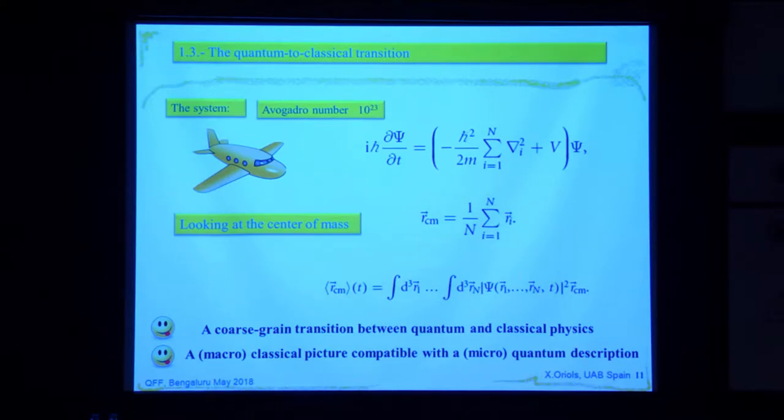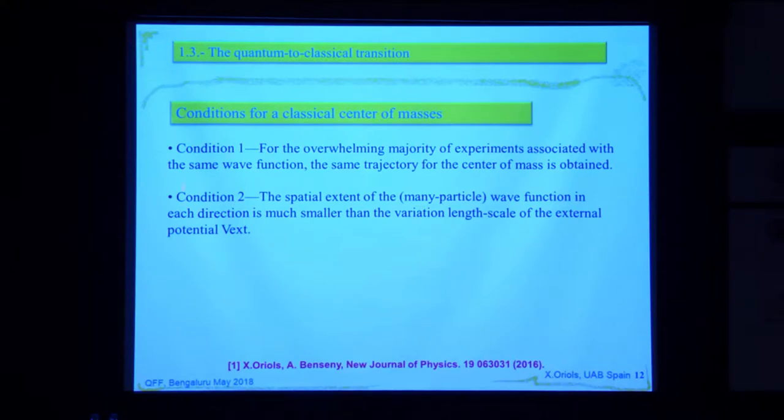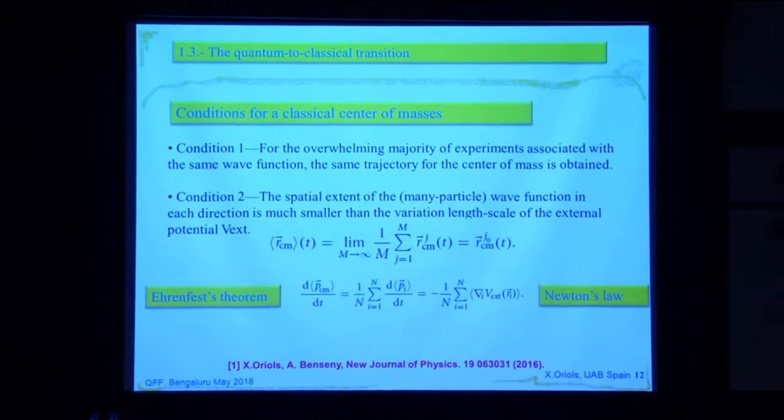And another advantage of looking at the center of mass is that I can say that the center of mass is classical even if the particles are quantum. This pointer has a classical dynamics, but inside all the particles are quantum. This idea is compatible with the classical behavior. Okay, so what are the conditions for a classical center of mass? The condition is that for most of the experiments that I try to reproduce with identical situations, they have to give me the same trajectory for the center of mass.